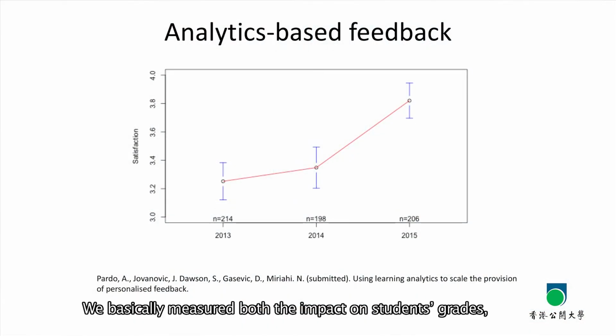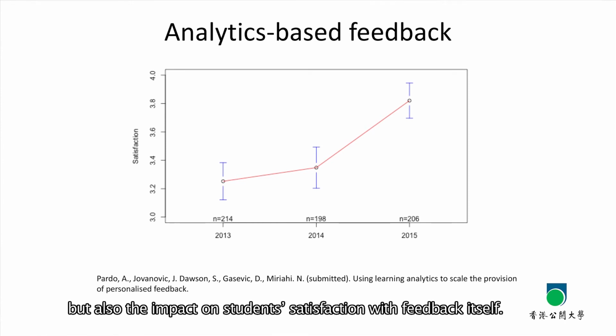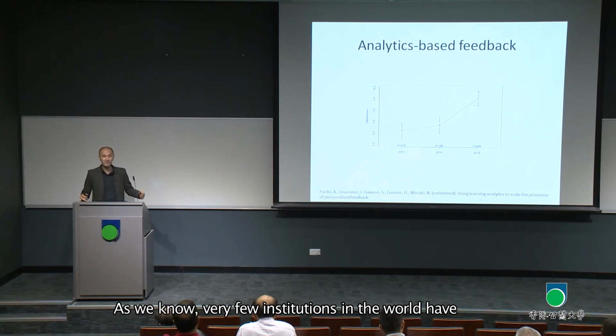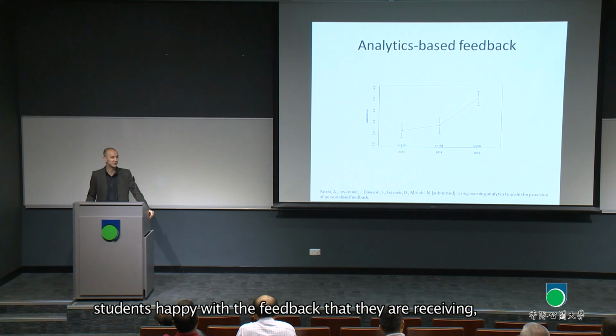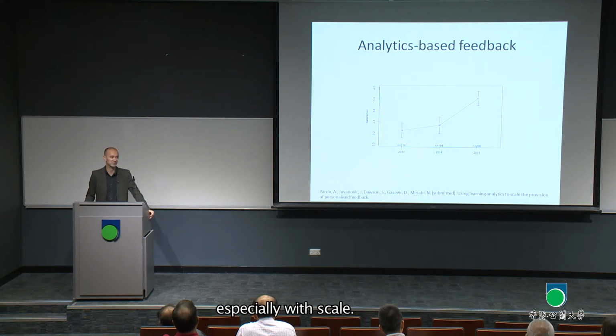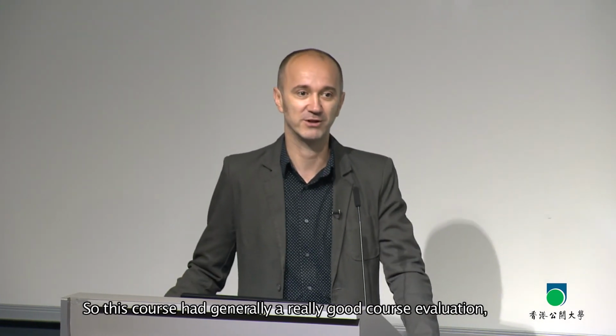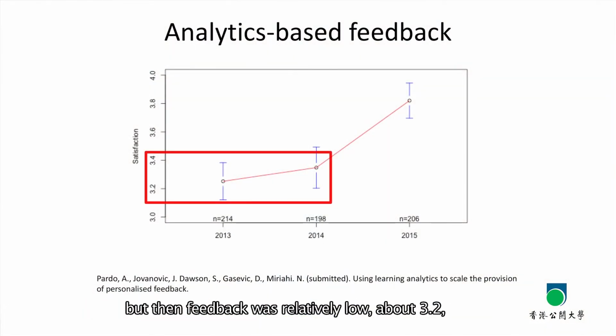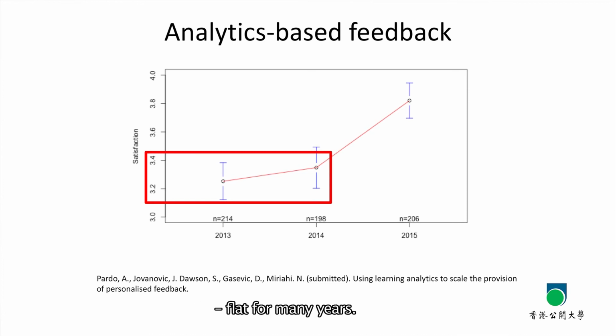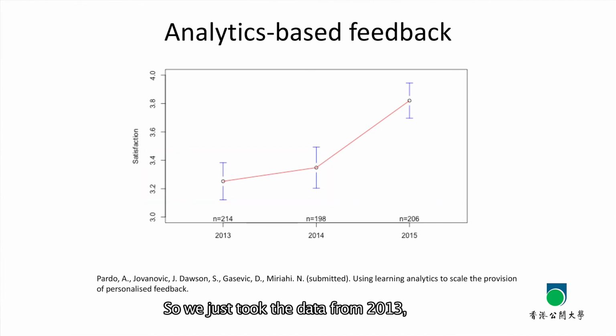This is what we found. We measured both the impact on students' grades, but also the impact on students' satisfaction with feedback itself. As we know, very few institutions in the world have their students happy with the feedback that they are receiving, especially at scale. So this course had generally really good course evaluations, but feedback was relatively low, about 3.2, and 3.2 to 3.3 was something historically stuck flat for many years, right? So we just took the data from 2013, but it didn't really change much.